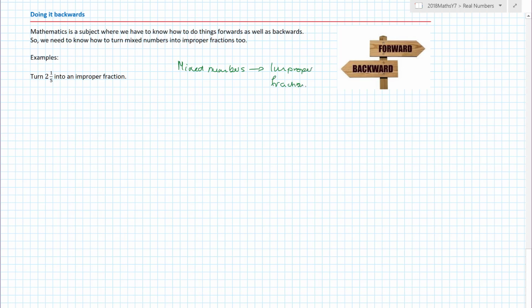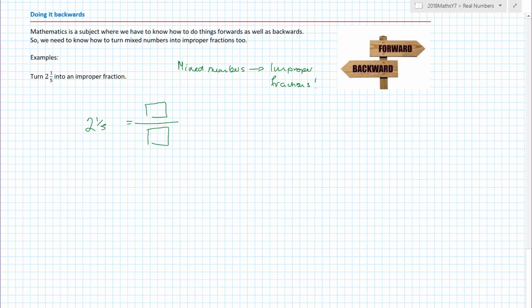Now, how on earth do we do that? Well, we just sort of do it backwards. What do you mean, do it backwards? Okay, let's imagine, as I say here, I've got 2 and 1/5. And I need to turn that into an improper fraction. I need to turn it so the top number is bigger than the bottom number. There are no whole numbers at all.